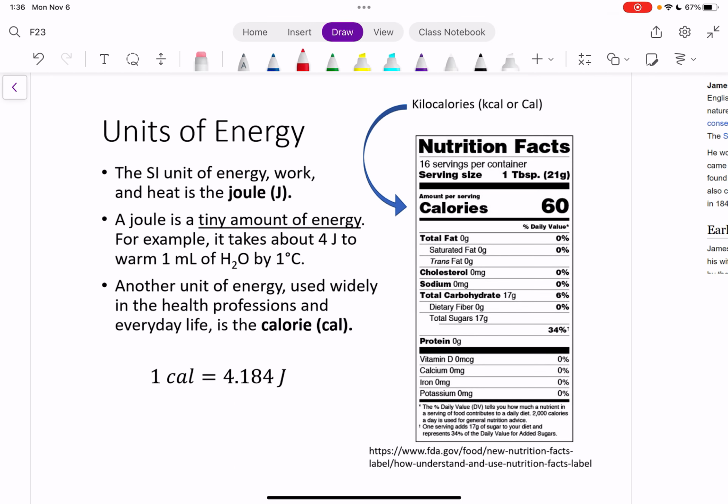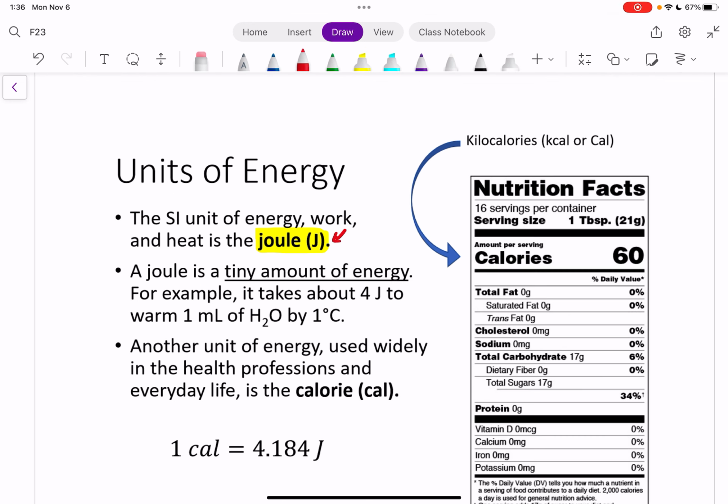There are different units for energy. The SI unit of energy, work, and heat is the joule. So that's how we measure energy, using units of joules, typically. Joule is kind of a funny looking word. When we abbreviate it, we use a capital J. And just like any SI unit, we can put prefixes in front of that unit.